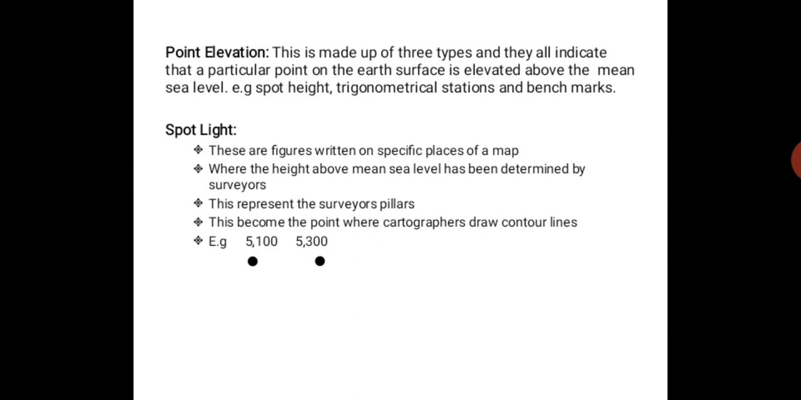For example, spot height, trigonometric station, and benchmark. The 3 types of point elevation are trigonometric station, benchmark, and spot height.